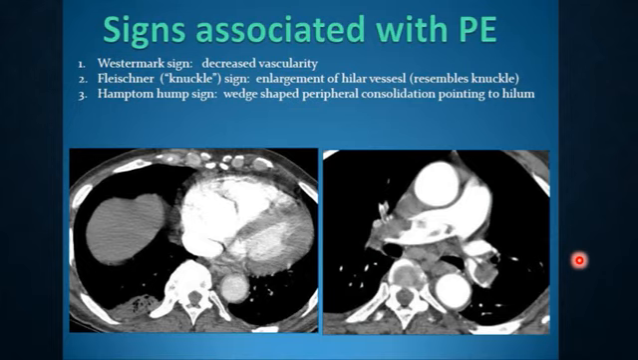So what are the signs associated with PE? We have the Westermark sign, which is the decreased vascularity, the Fleischner or the knuckle sign, which is enlargement of the hilar vessels resembling a knuckle, and the Hampton's hump sign, which is a wedge-shaped peripheral consolidation pointing to the hilum. For example, you can see here there is a pulmonary embolism, right and left side, major ones, and you can see this, which is the Hampton's hump, on a CT scan.